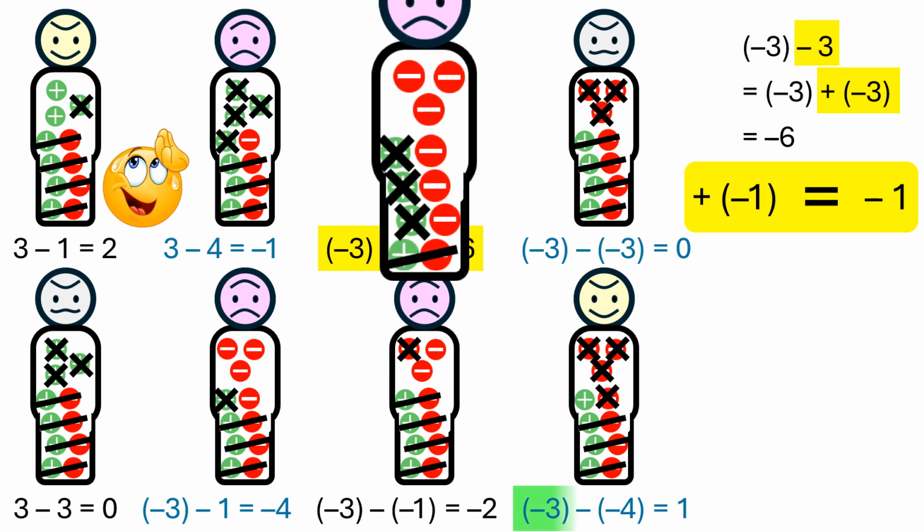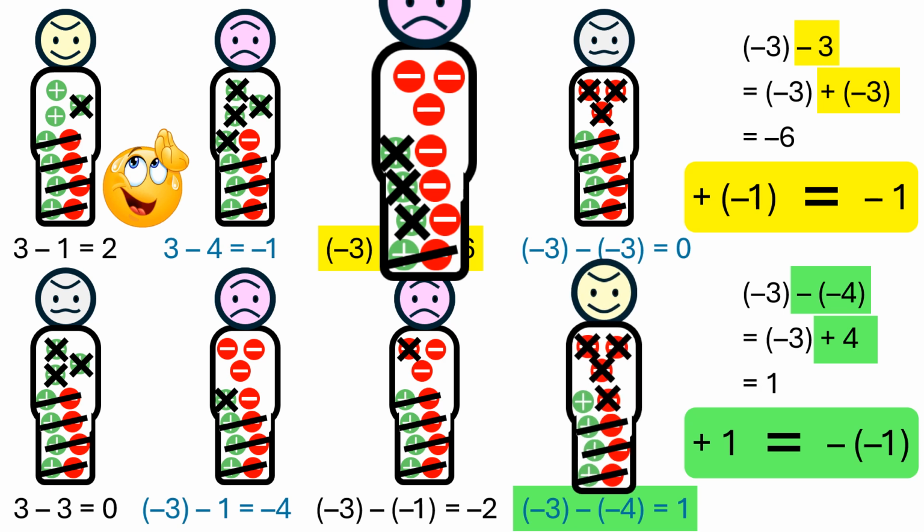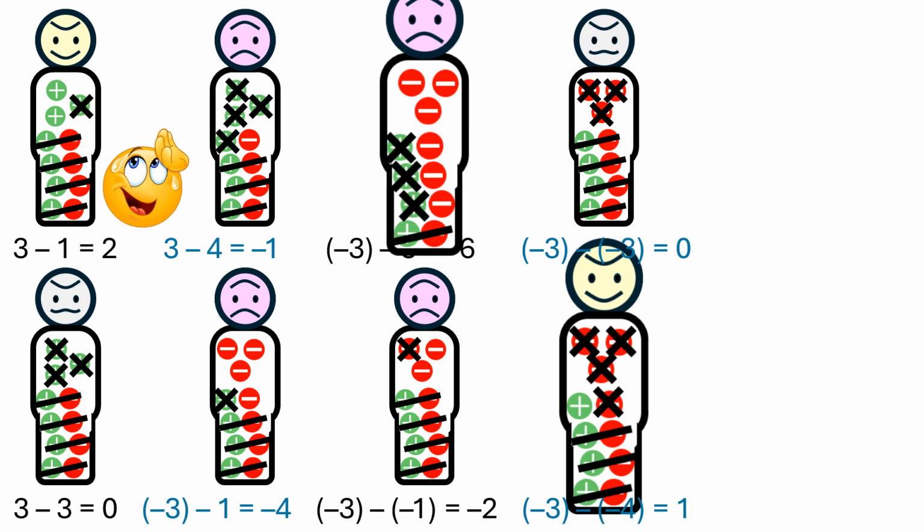Next we'll take another look at -3 minus -4. This can be rewritten as -3 plus 4, using the observation that minus -1 equals plus 1, so that minus -4 is the same as plus 4. This may make it easier to see that the result is +1, as shown by the model. Choose the method that you are more comfortable with.